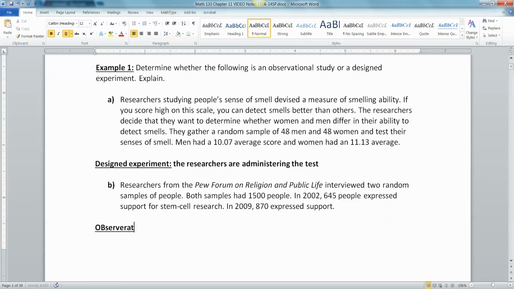This is researchers from the Pew Forum on Religion and Public Life who interviewed 2 random samples of people. Both samples had 1,500 people. In 2002, 645 people expressed support for stem cell research.